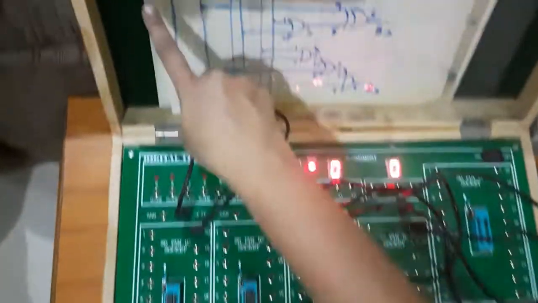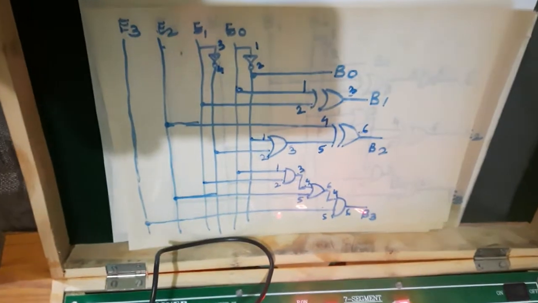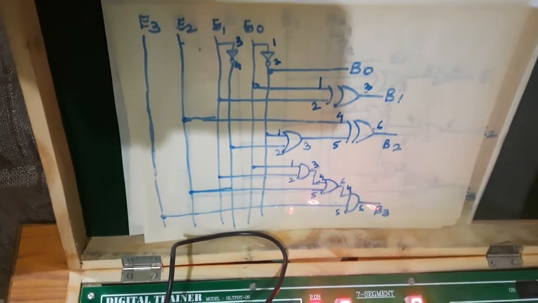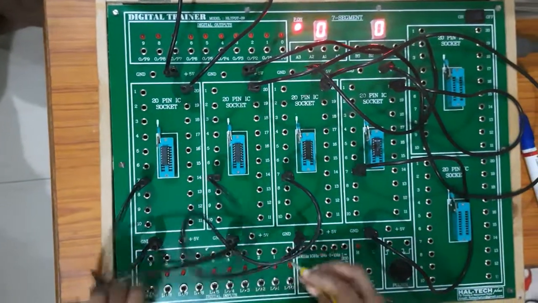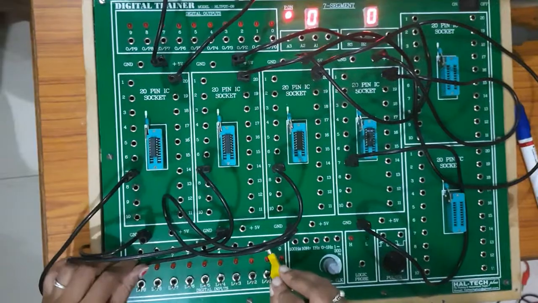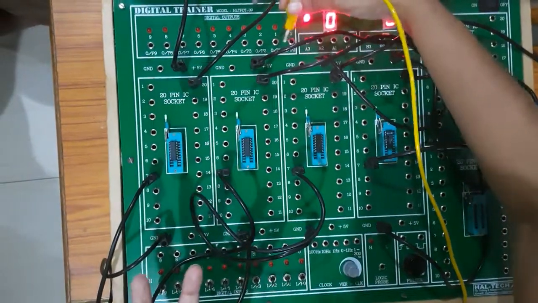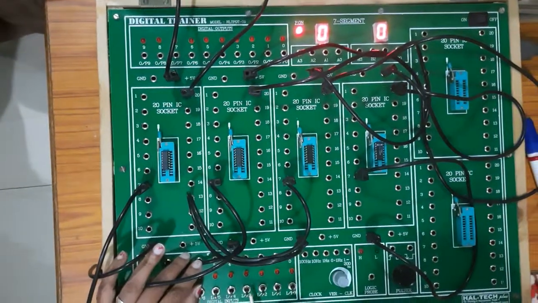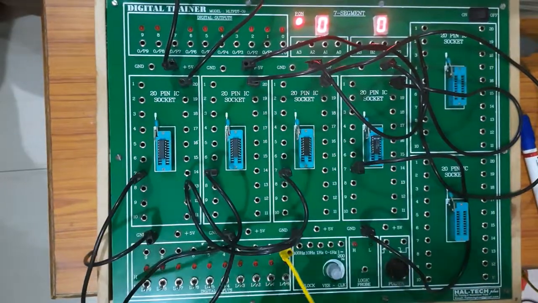Now here I will have E0, E1, E2, E3 as input bits, and we will be getting B0, B1, B2 and B3 as output bits. Okay, so let us start with E0. Now this is my E0, E1, E2, E3. I'll be connecting outputs to B0, B1, B2, B3. So this is MSB, this is LSB. Same way, this is MSB, this is LSB. So this is what my E0 pin is.